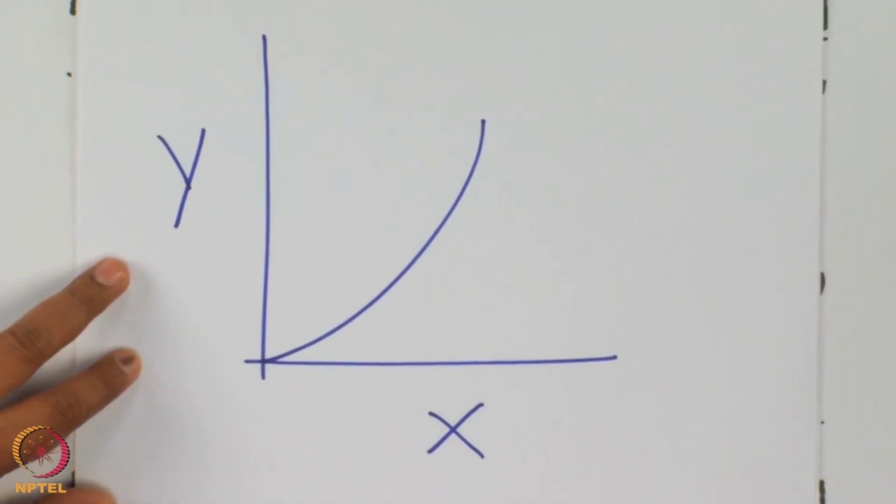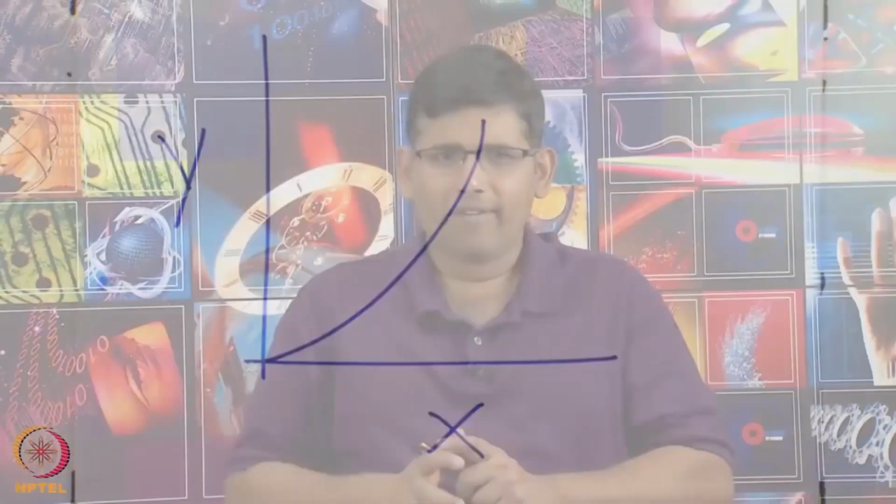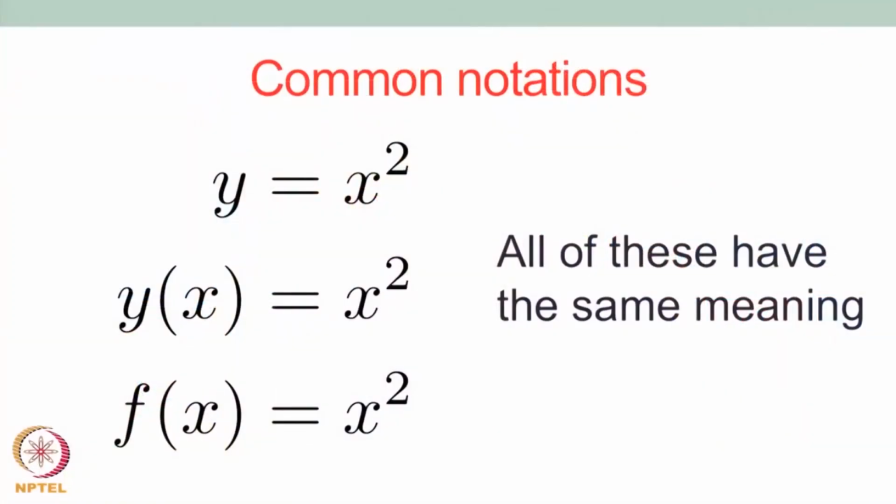Unlike the straight line that we drew last time, which was y is equal to x, we will compare y is equal to x and y is equal to x square. Just like we did last time, there are different ways of representing this. People would write y is equal to x square in some textbooks. Somewhere you might see y of x is equal to x square. In some other context you might see f of x equal to x square, and all of these have the same meaning, as we said.